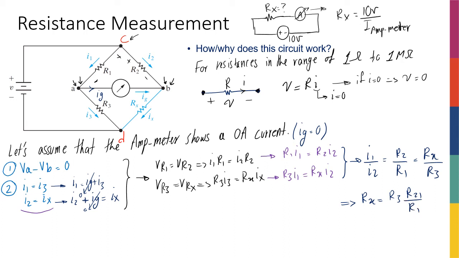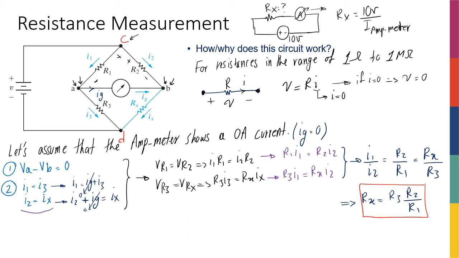Okay, so let me just take this out. Okay, so what does this tell me? It tells me that if at any point my ammeter gives me a reading of 0 amps, then my Rx is actually equal to R3 times R2 divided by R1, right? So how do I take advantage of this? How do I leverage this knowledge?